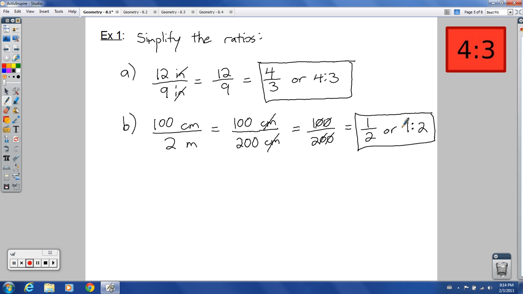So a 1:2 ratio if this is the fractions you started out with. 4:3 ratio for this one, 1:2 ratio for that one. So be careful. Make sure the units are the same with these kinds of problems. If they're the same, then you can just simplify the fraction that's there. But if they're not, you're going to have to convert it first and then do that.